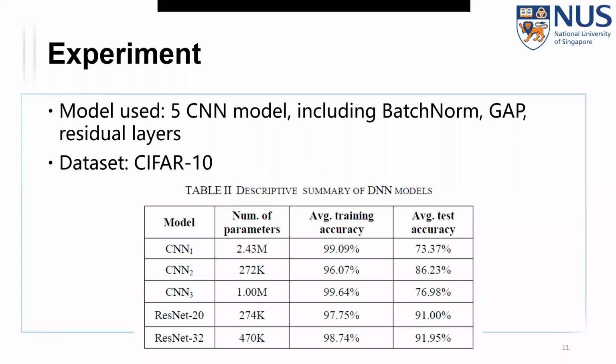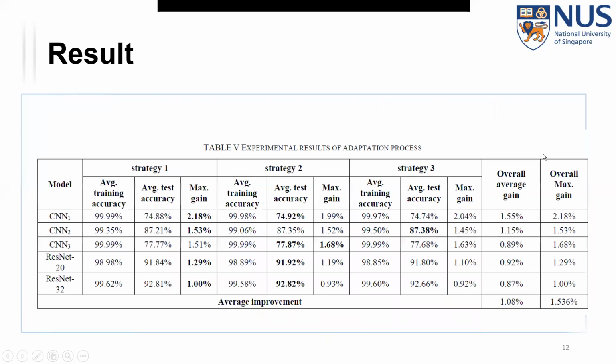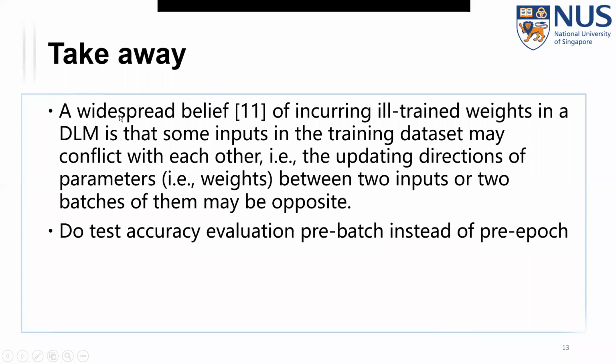So actually the idea behind this is the last slide. It's the last slide, but it's also the one belief mentioned in the paper. It says that a wide belief of incurring ill-trained weights in a DLM is that some inputs in the training data sets may conflict with each other, i.e. the updating direction of parameter weights between two inputs or two batches of them may be opposite.